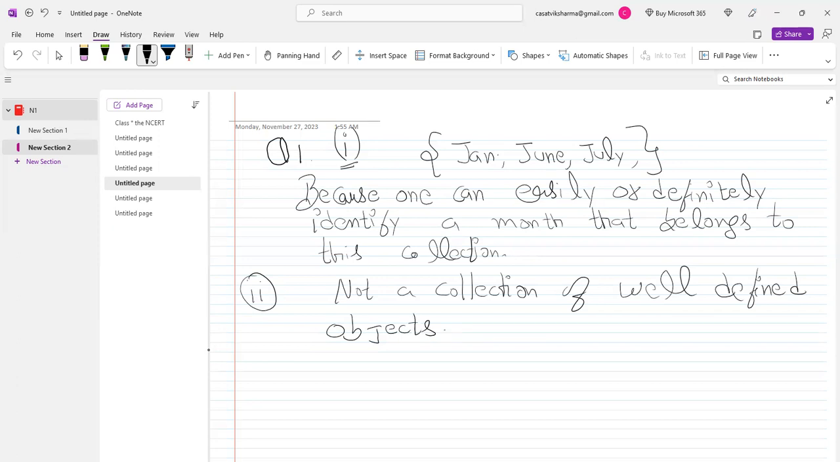Sorry for the writing. Question 3. A team of 11 best cricket batsmen of the world. It's also not well defined because it also varies from person to person. The same reason goes in part third of question 1. For Australia, they will say their batsman is best. India will say their batsman is best. England will say their batsman is best. I'm not a fan of cricket, sorry. This is also subjective, so this is also not a collection of well-defined objects.